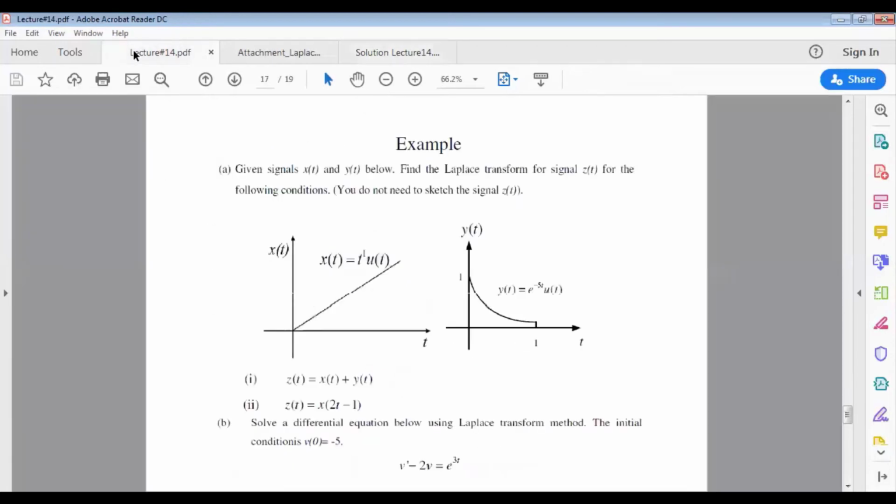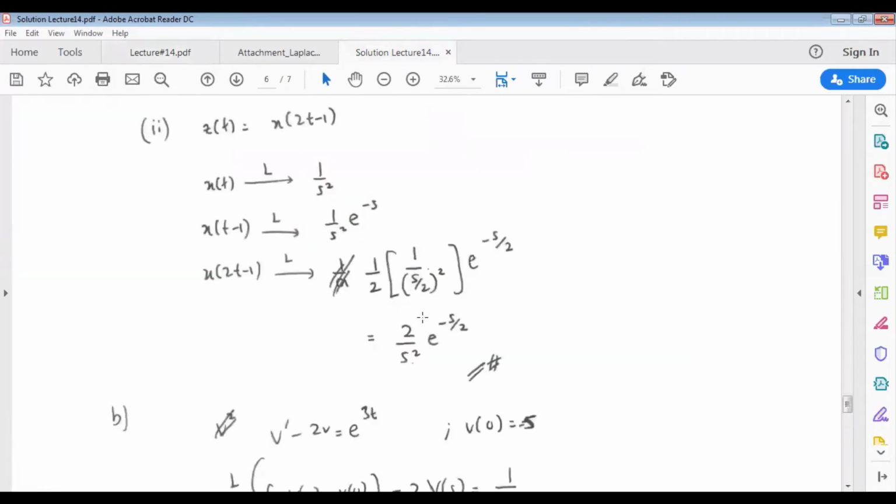Right, so let's have a look at part B of the questions. We need to solve the differential equation below using the Laplace transform method. The initial condition is v(0) equals negative 5. We are given the differential equation v prime, or dv over dt, minus 2v equals e^(3t). We need to find v(t). So let's have a look at the solution for this example.